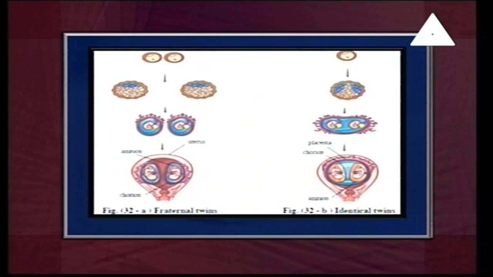Okay, we have here two different types: identical twins and the other twins. They are separated from each other, okay? On the left side of the screen, we have two ova. They are maybe from the same ovary, or from two different ovaries, okay? They are fertilized by two different sperms. While on the right side of the screen, we have just one ovum fertilized by just one sperm, and it gives us two masses as they develop.